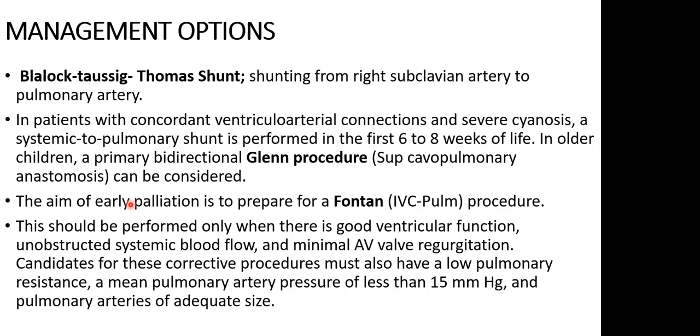Here it was mentioned that the Fontan procedure should be performed when there's good ventricular function, which I just mentioned, and we should rule out any obstruction to systemic blood flow. There should be minimal AV valve regurgitation. The candidate for this corrective procedure has to have a low pulmonary resistance, and the pulmonary artery pressure should be less than 15. So we are trying to rule out pulmonary hypertension in this patient before we do the Fontan procedure.